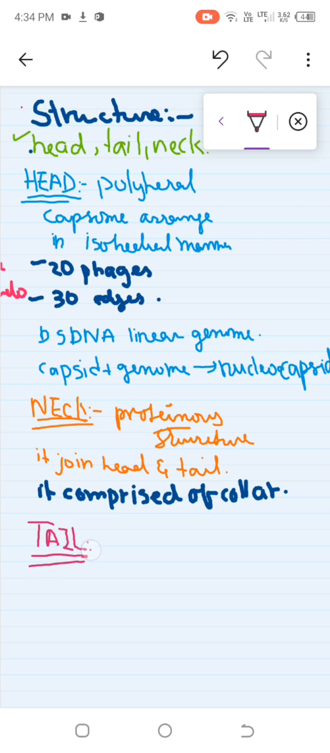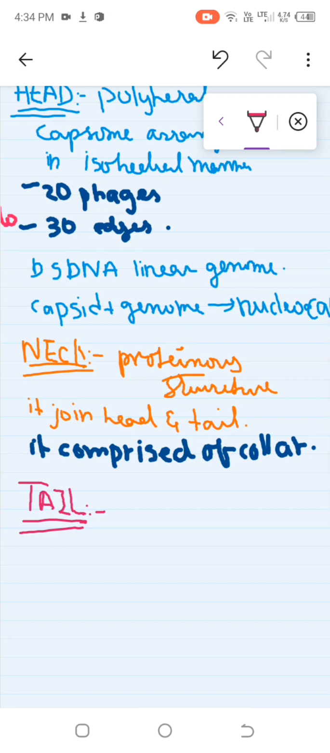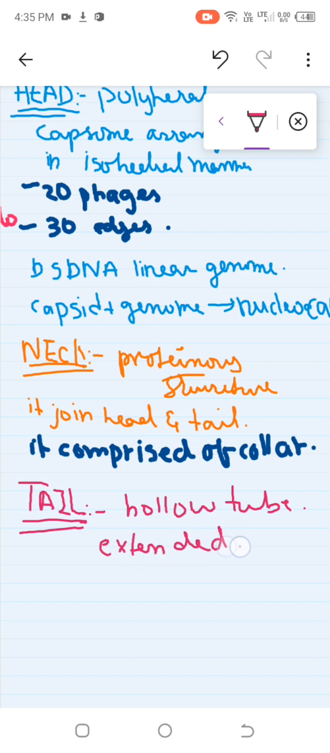Tail. Bacteriophage tail is basically composed of various proteins. From the neck region, this tail is basically a hollow tube, and it is hollow so that the genome which is injected from the outside can go easily through this hollow tube. It is basically the channel of genome injection, so that the genome can pass easily.